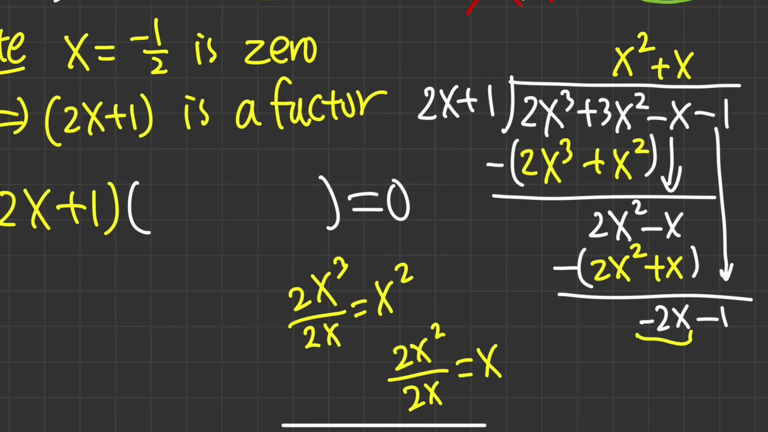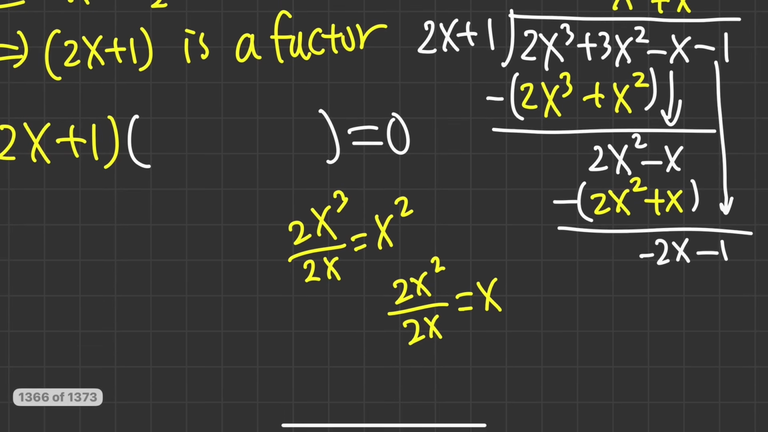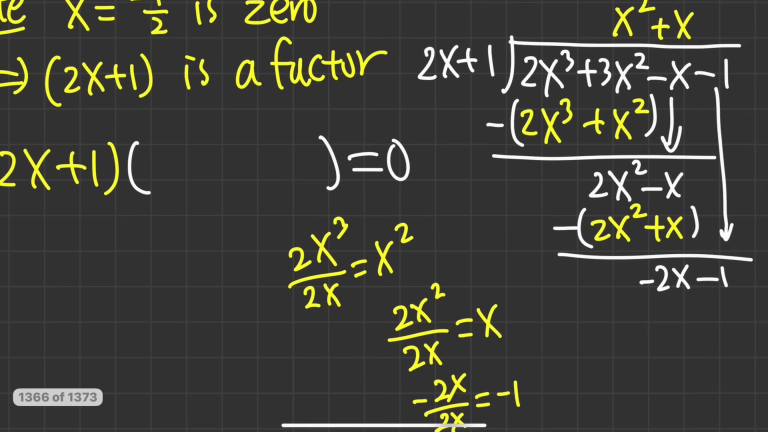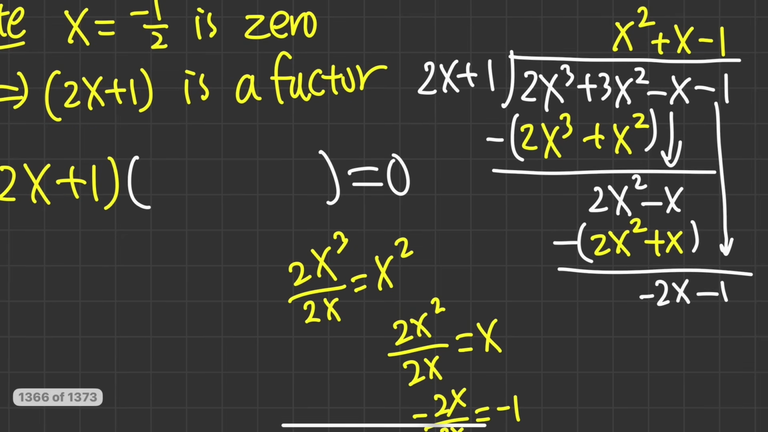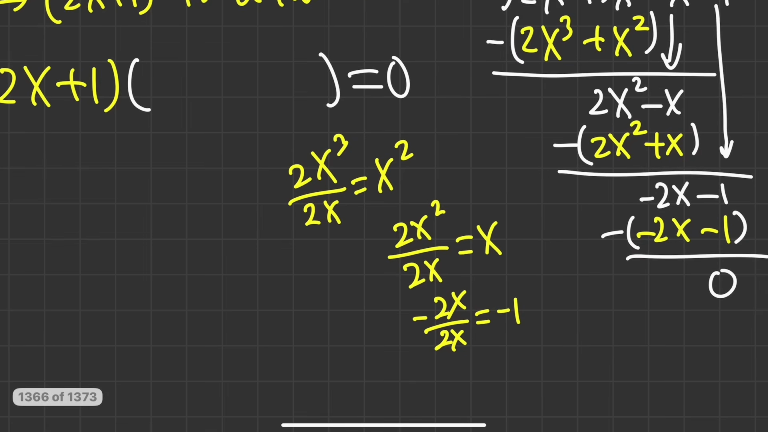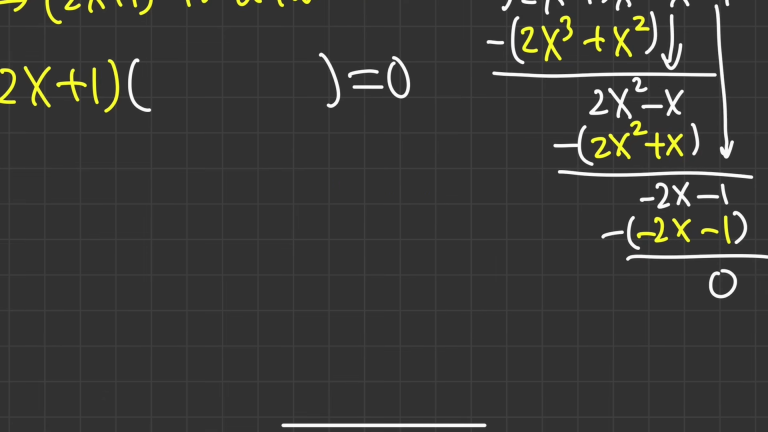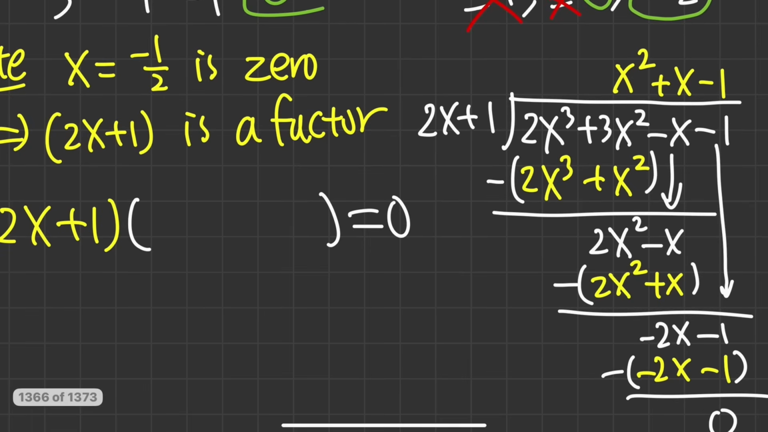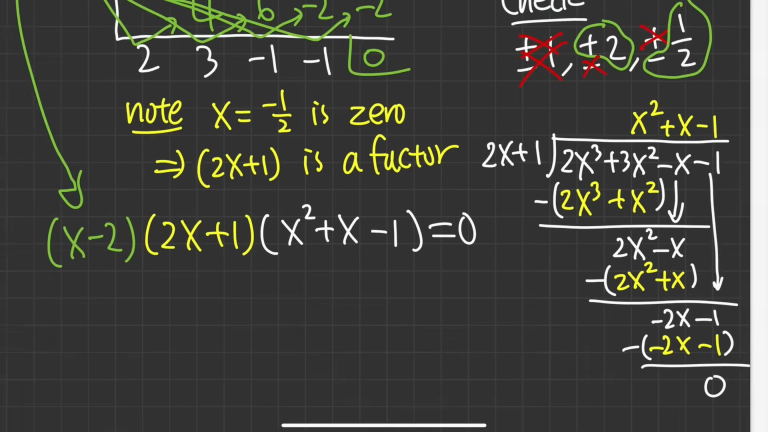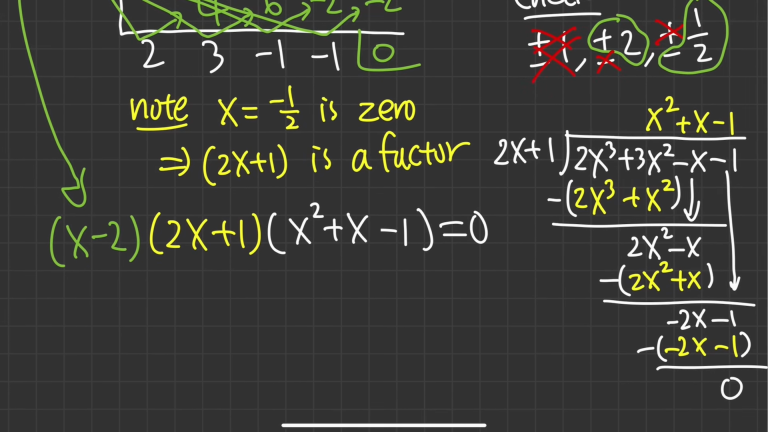Now, negative 2x and the 2x. So negative 2x over 2x is just negative 1. So the last part right here, we need a minus 1. Minus 1 times that, and the minus 1 times 1. And as you can see, there is no remainder for this. Therefore, we have found our third factor. It's a quadratic. We have x squared plus x minus 1. Whew, this is such a long one, I know.